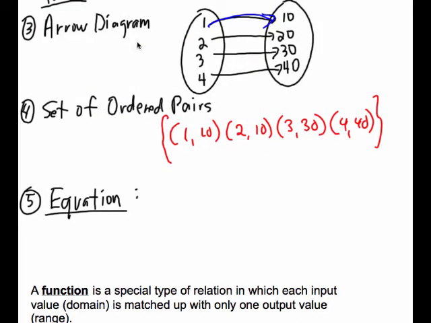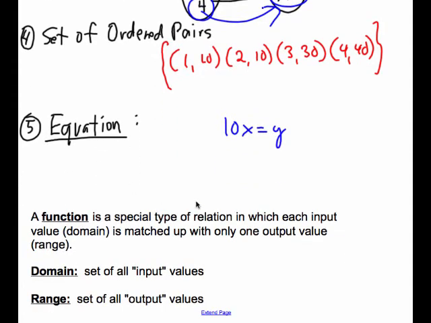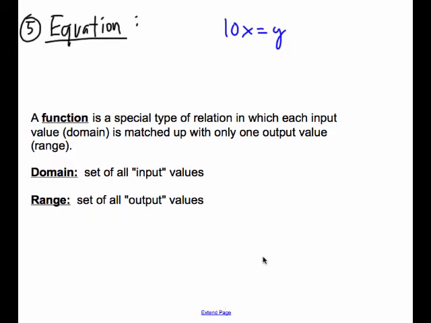And a fifth way to express a relation sometimes is, if there's a pattern between the first and the second that we can see, we can write an equation. So the x value, in order to get the y, if we multiplied x by 10, 10x would equal y.